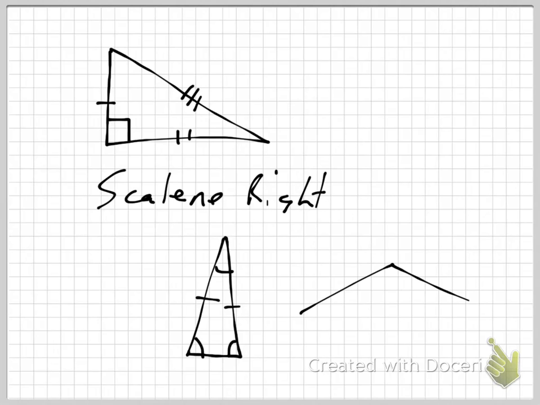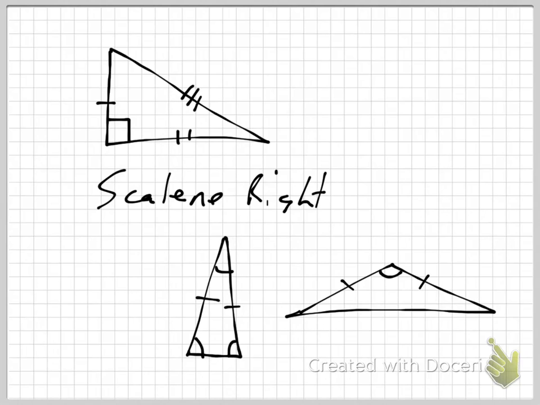What about this? That's an obtuse isosceles triangle. Isosceles because it has two sides that are the same. It's obtuse because it has an obtuse angle. Does that make sense? Does that make sense?